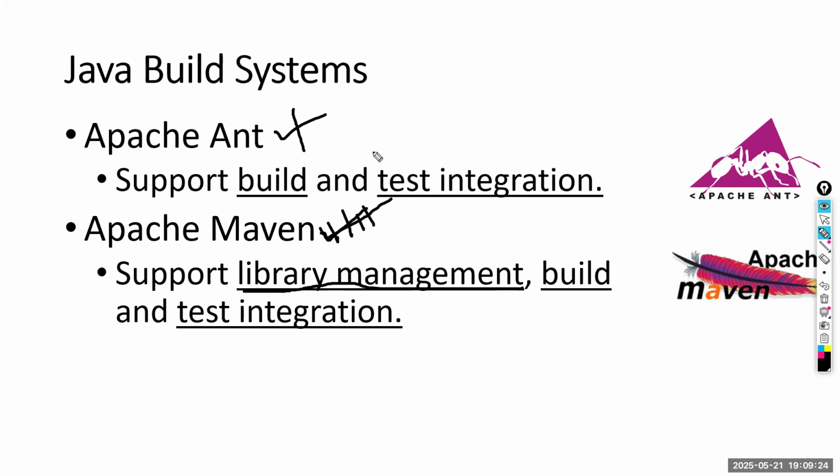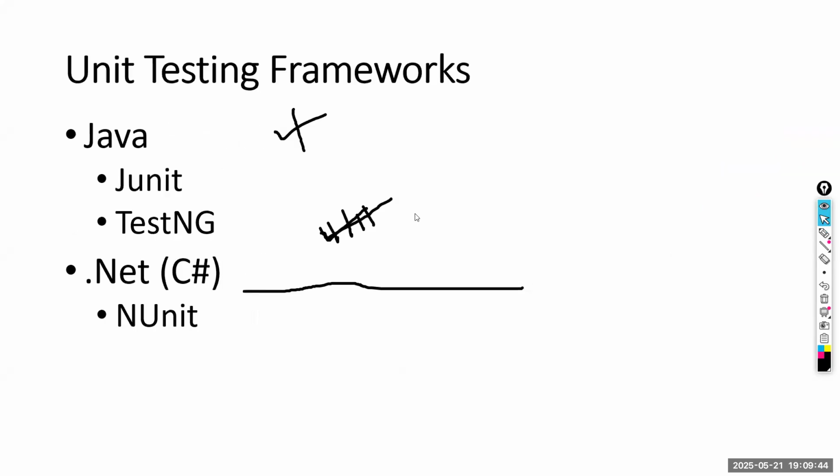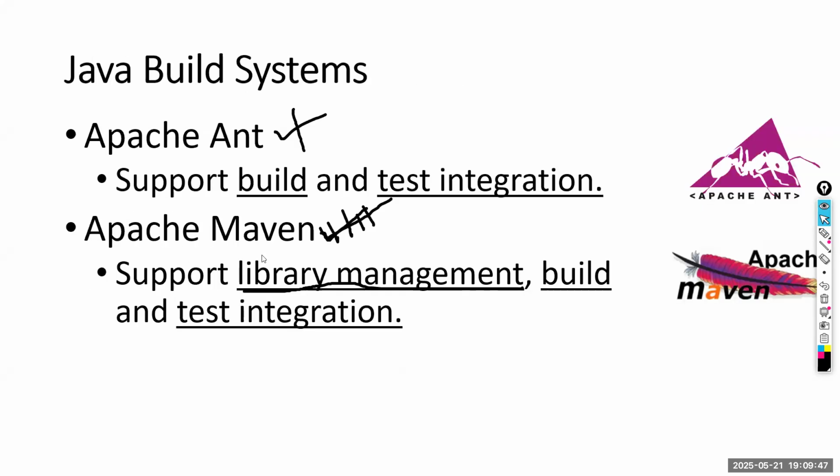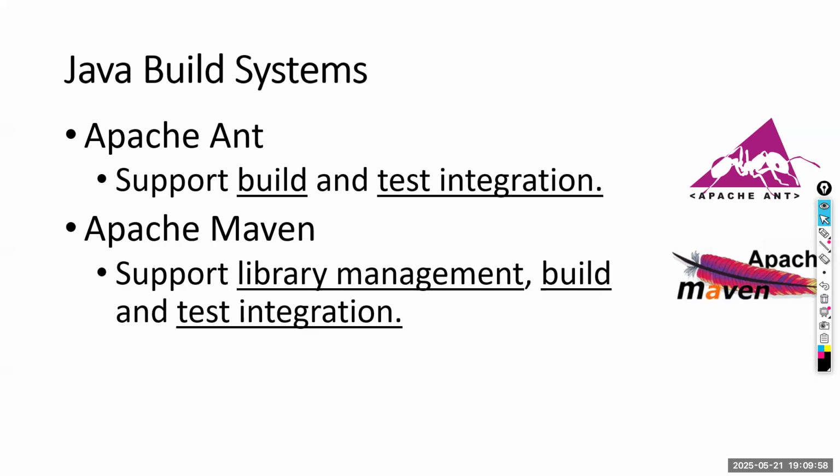Just like rather than using JUnit, we use TestNG for testing. Among build systems, Apache Ant is the older approach and Apache Maven is the new and more sophisticated approach. Therefore, in this discussion, we will be using TestNG as our unit testing framework, and we will be using Maven as our build framework. Right, so let's first look at TestNG. Java Maven we will be using in our projects.